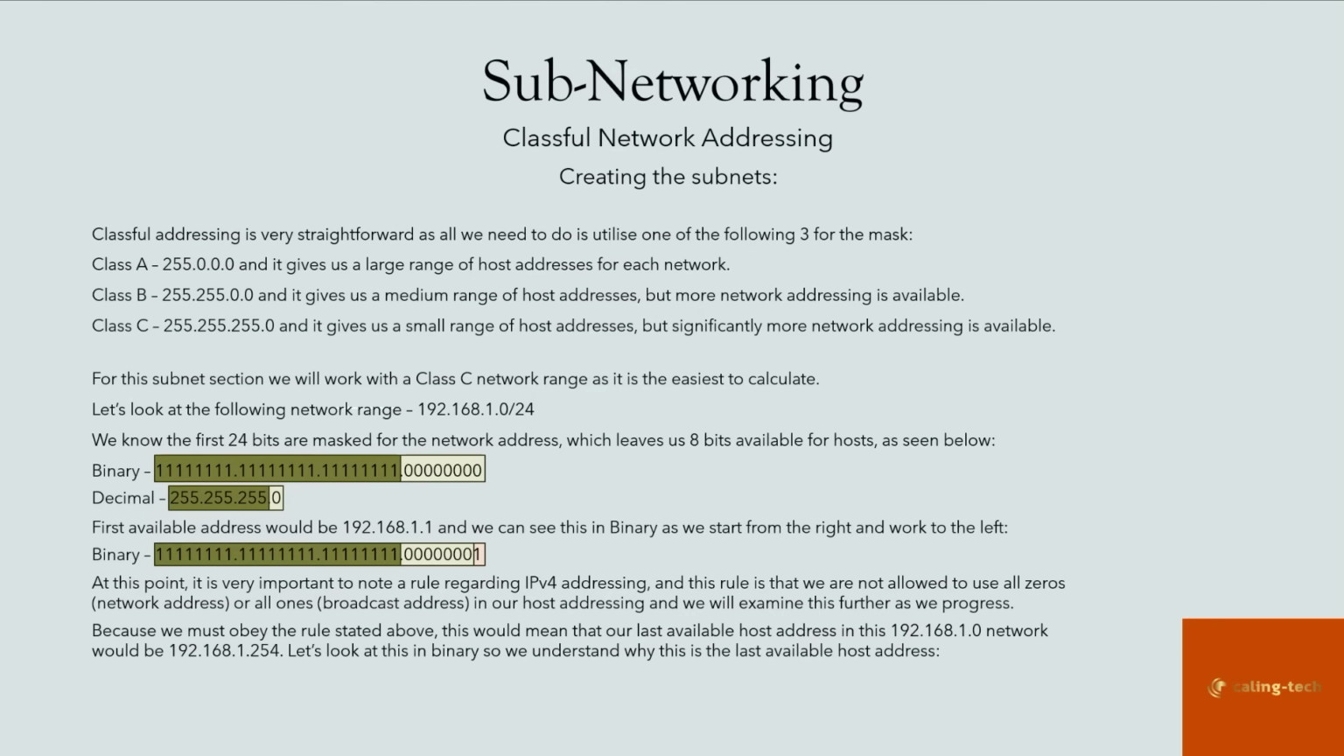So because we've got to obey the rules stated above, this would mean that our last available host address in this 192.168.1.0 network would have to be 192.168.1.254. Now, if we have a look at this in binary, we'll understand why this is the last available host address. So we have our network, and we have our last available host. If we minus the 1 off 255, which is what this last bit would signify, we end up with 254. So if we add together these 7 bits, we have 254. We can't have all ones. We've already stated that, because that then becomes the broadcast address for this particular network. So we have an address range on this network of 1 through to 254.